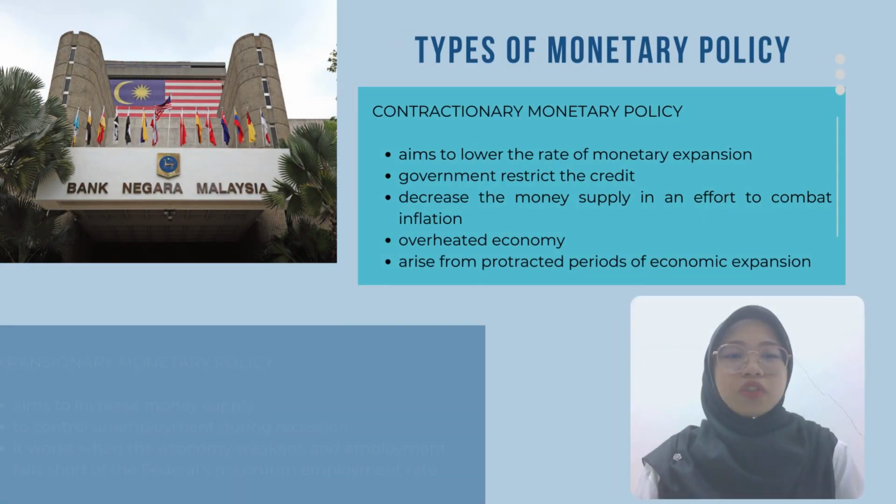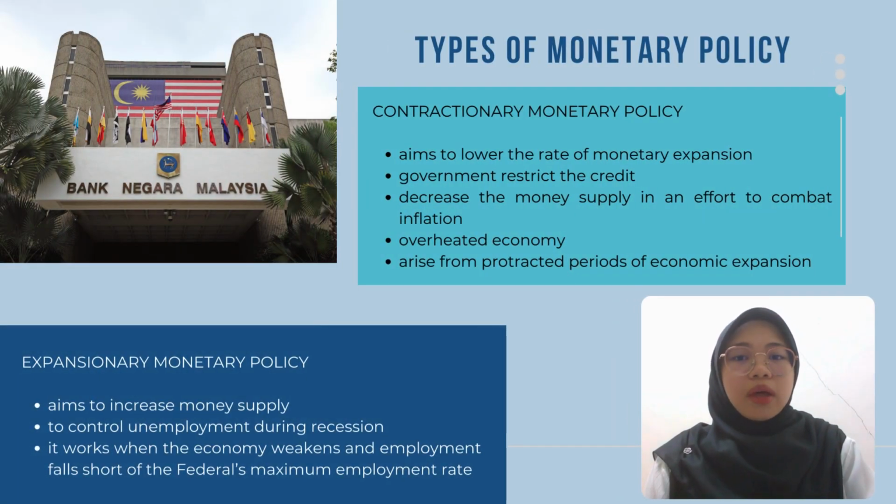So let's move to the types of monetary policy. Monetary policy can be divided into two types: first is contractionary monetary policy and second is expansionary monetary policy. Contractionary monetary policy aims to decrease the money supply. The government will try to restrict credit and reduce the money supply in the economy. This will help the economy in Malaysia when facing inflation. Therefore, the government should decrease the money supply as an effort to combat inflation. An increase in inflation brings an overheated economy, which can arise after protracted periods of economic expansion.